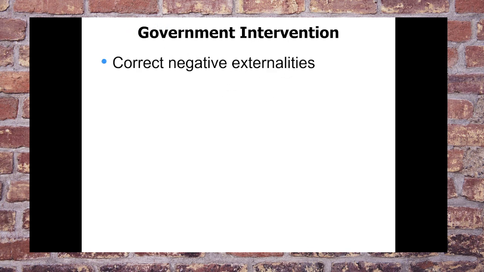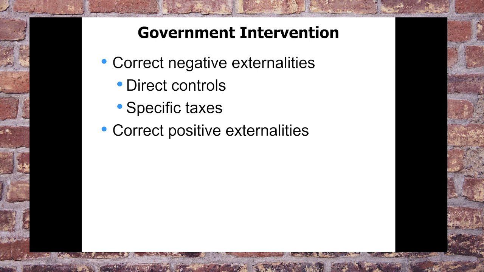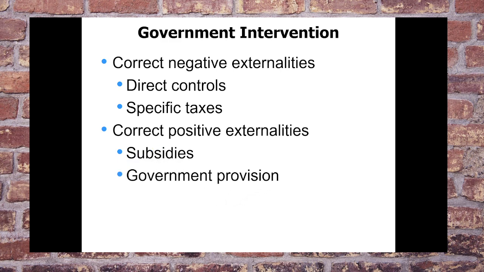Now let's look at government intervention. How do they correct the negative externality? There's a few ways: direct control, specific taxes. I'm sticking with taxes, okay? That's all you need to focus on. Positive externalities are fixed with subsidies. Government provisions, again, you guys stick with subsidies.